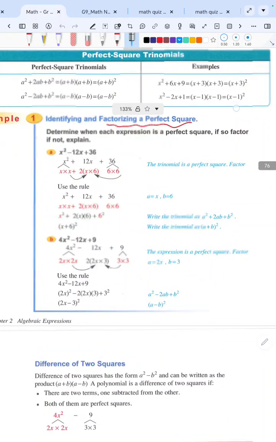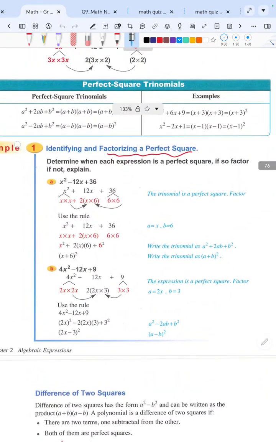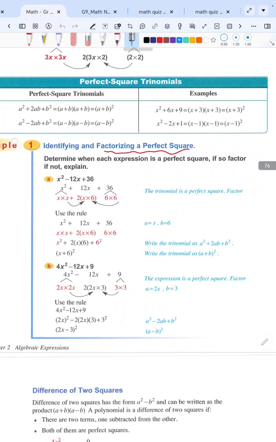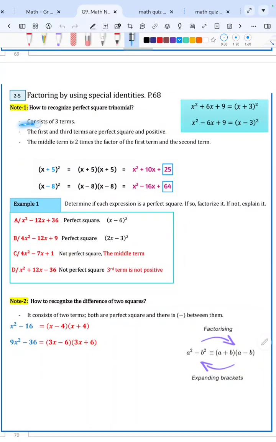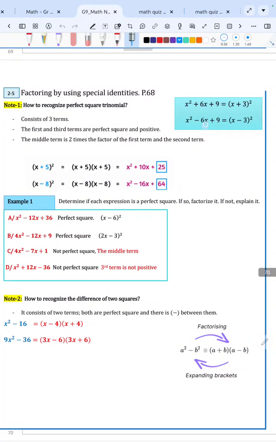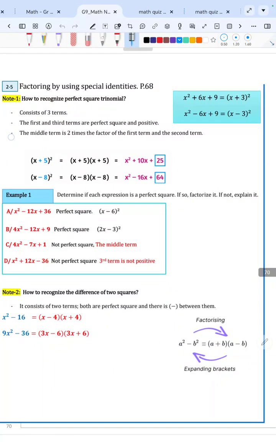Now I'm going to explain the first case, which is about perfect square trinomial. How can you recognize if the question is a perfect square trinomial? We have three conditions. The first one, it has to consist of three terms. As you can see here, we have three terms in both of them. The first and the third term must be perfect square and positive. The middle term equals 2 times the factor of the first term and the factor of the third term. Not the second one.